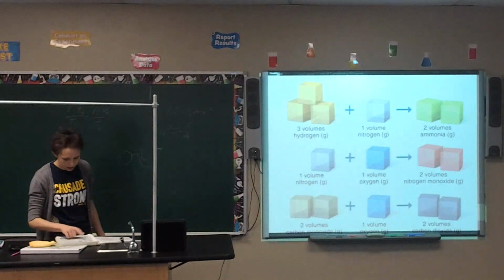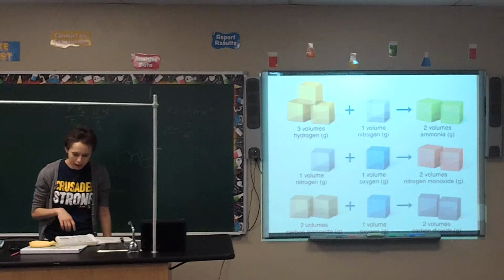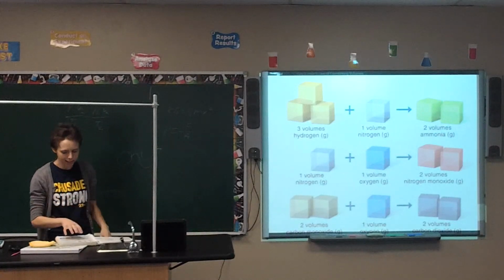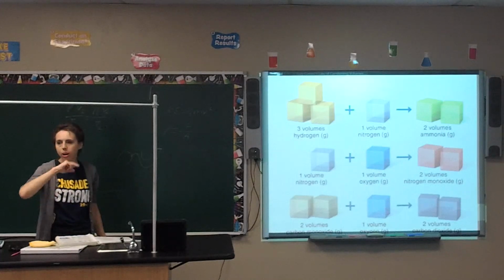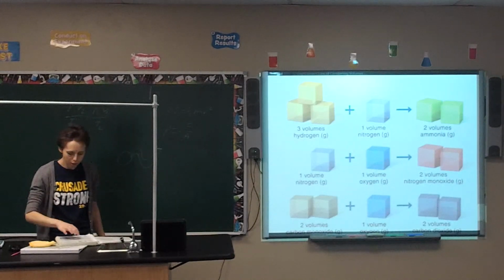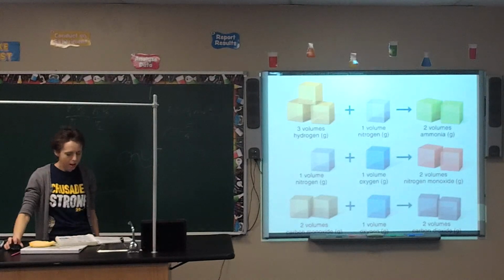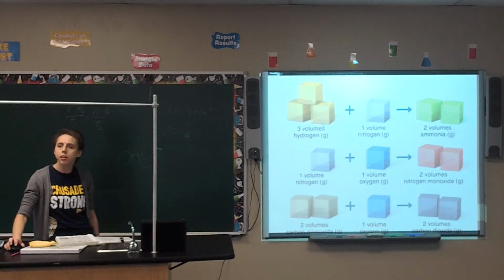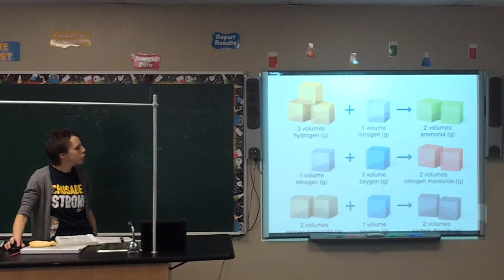Alright, Gay-Lussac's law. So Joseph Gay-Lussac was working with the volumes of gases, and he noticed several trends. He didn't work with the equations, or figure out exactly what was going on, but he noticed, and this is kind of a weird idea, that if I have 3 volumes, which could be milliliters or liters, of hydrogen, and I combine it with 1 volume of nitrogen, I get 2 volumes of ammonia. So it's 3 to 1 to 2.